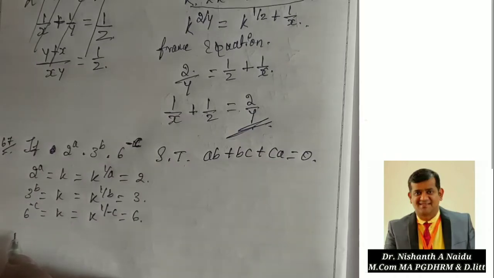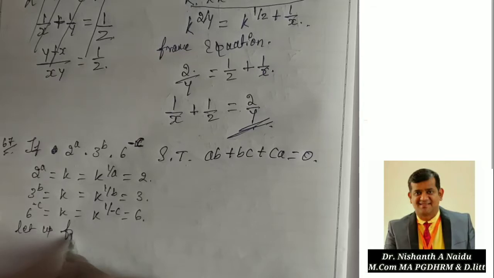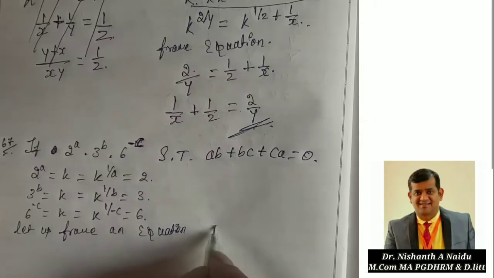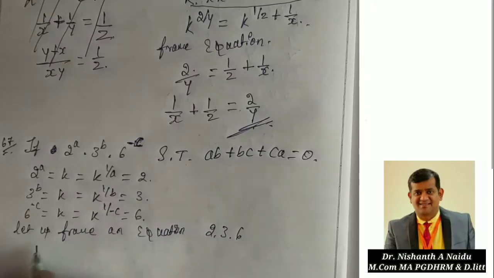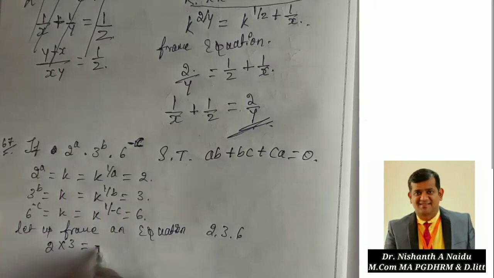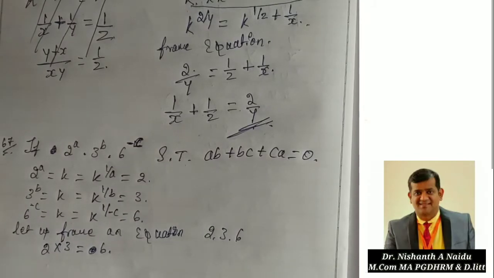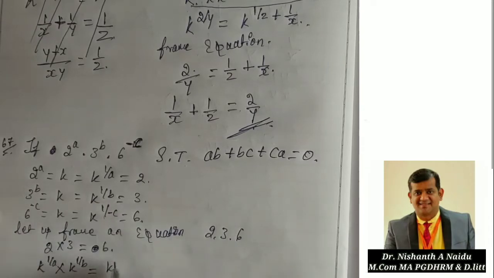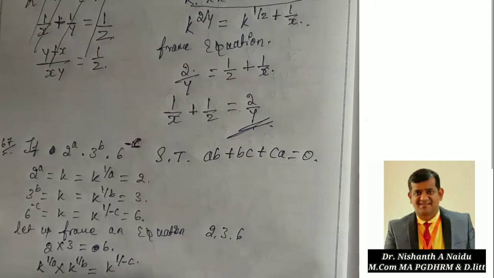Let us frame an equation. Your equation will be made out of 2, 3 and 6. So 2 into 3 equals 6. Direct answer we are going to get. So now convert into the value: k to the power of 1 divided by a into k to the power of 1 divided by b equals k to the power of 1 divided by minus c.